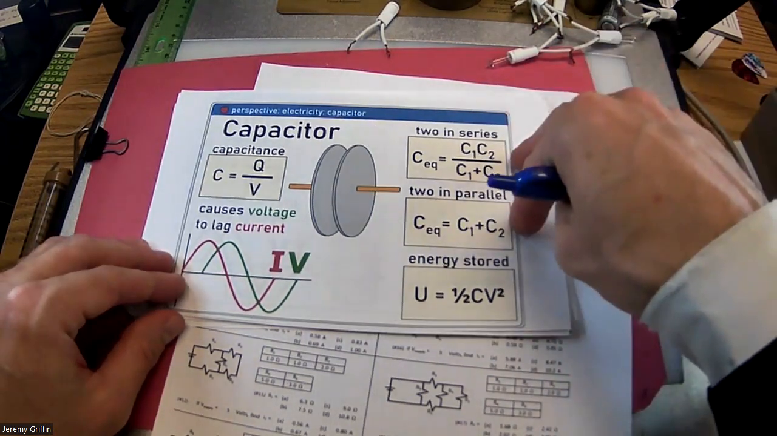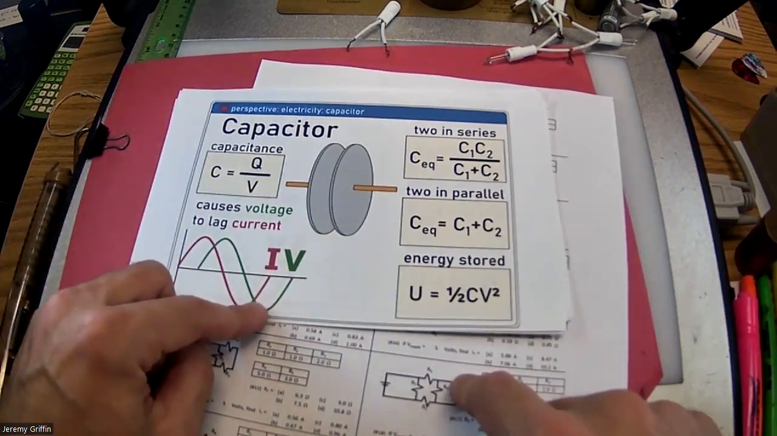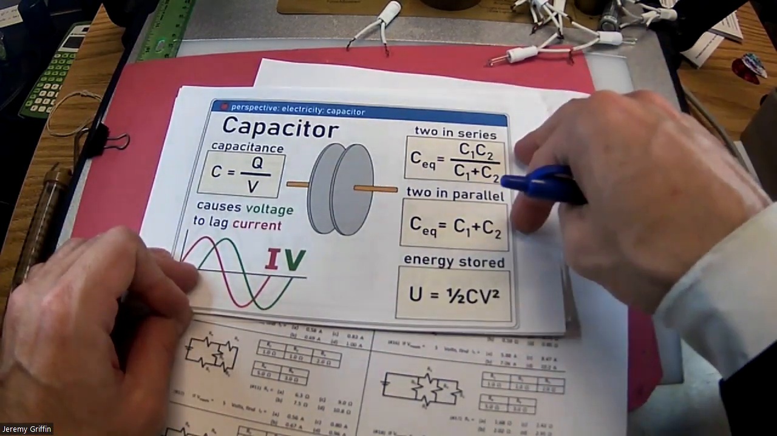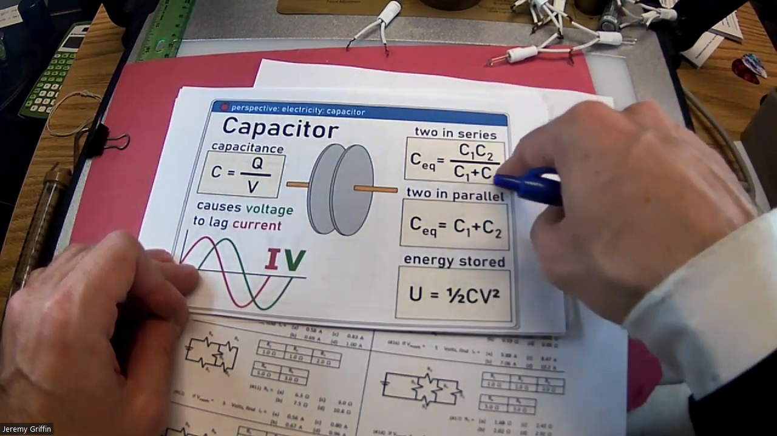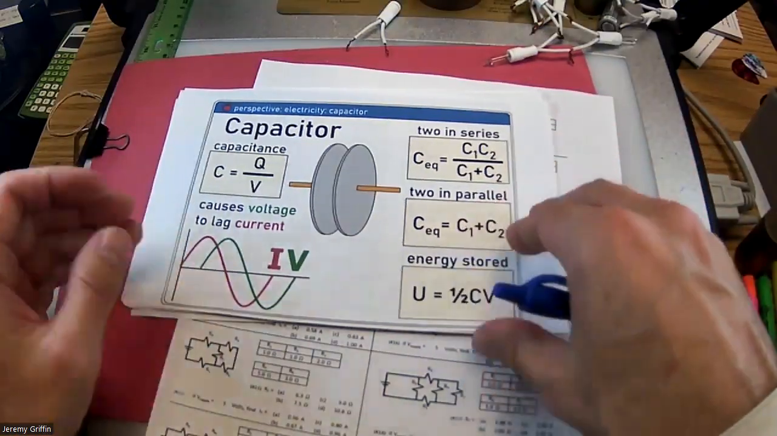So charge per voltage causes voltage lag, and here's the energy you can store inside the capacitor. And interestingly, if you have these on your circuit, they actually follow the opposite rules of resistors. So if they're in series, you actually do product over sum, like a team of people painting a fence. And if they're in parallel, you actually add them up.